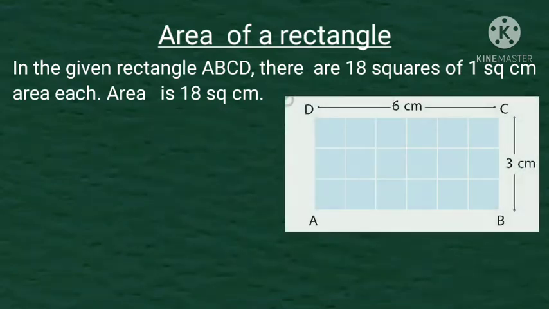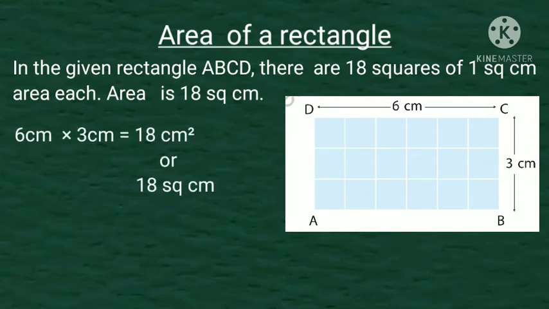We have multiplied 6 centimeter into 3 centimeter. That is equal to 18 square centimeter. The area of the rectangle is 18 square centimeter. The area found by counting the squares is also 18 square centimeter.